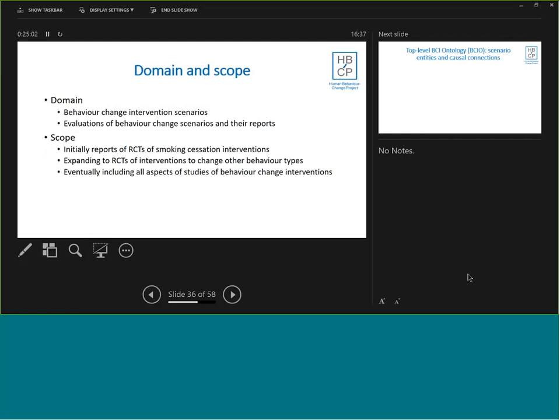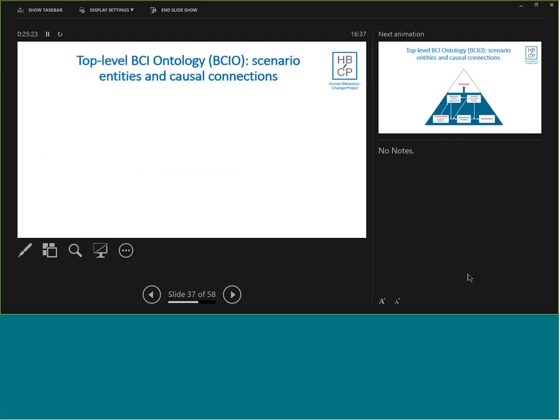The general domain, as I said, is behaviour change interventions and their evaluations. And to begin with, the scope is smoking cessation. Currently, we're just doing RCTs, but we will expand that over time to include a wide variety of study types.